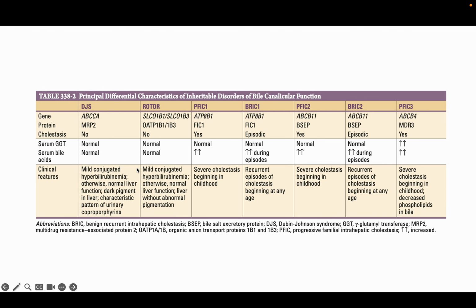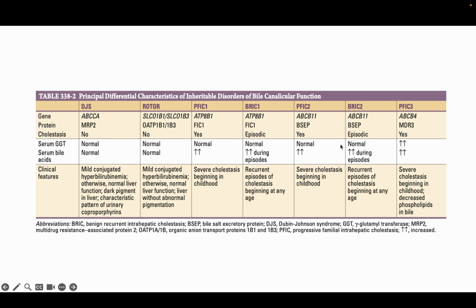Next, we'll think about bile excretion. There are a few problems. In the case of Dubin-Johnson and Rotor, you will have bilirubin elevation. Mild conjugated hyperbilirubinemia will be there, and a pigmented liver will be there in Dubin-Johnson. You can remember D for dark liver in Dubin-Johnson. In Rotor, a normal liver will be there. Dubin-Johnson is due to MRP2, whereas Rotor is due to the organic anion transporter. For Rotor you can say, why O's are there: Rotor, organic anion transporter.